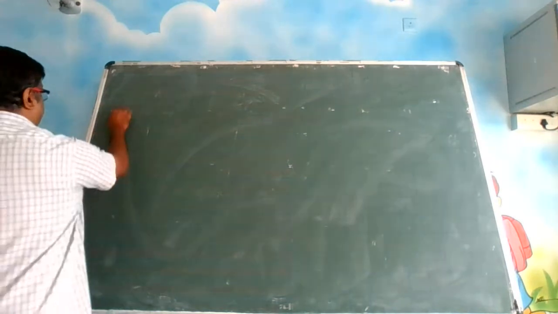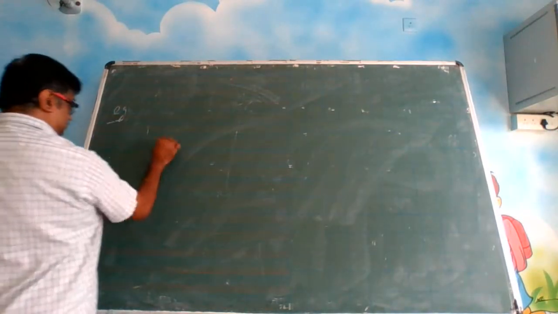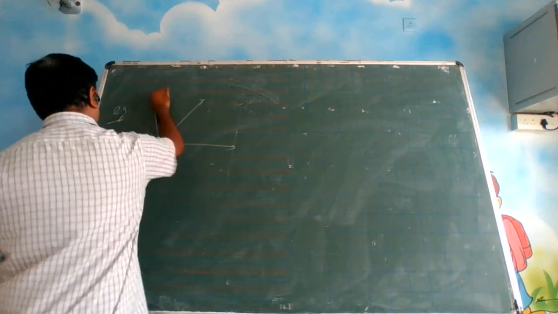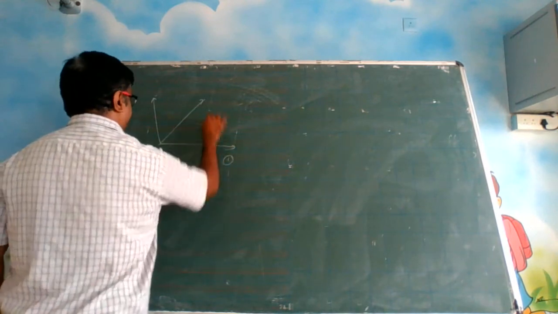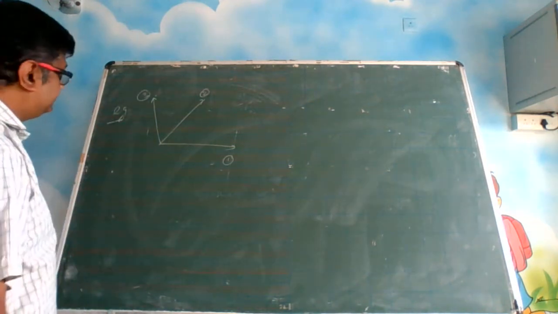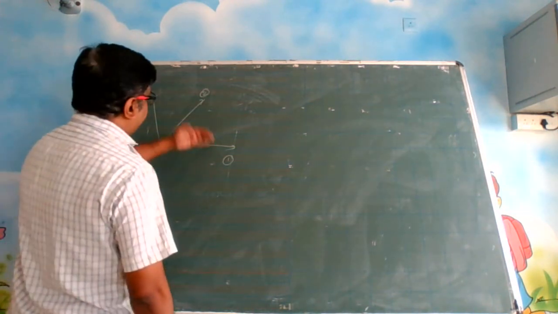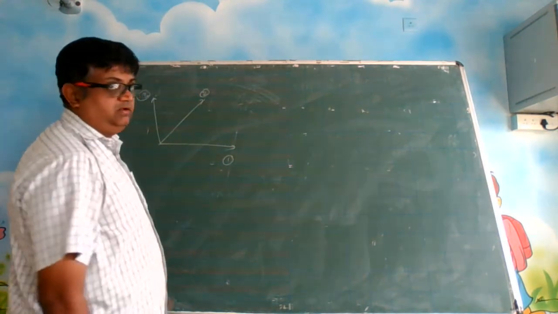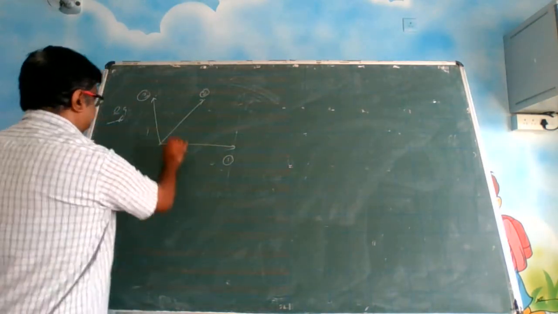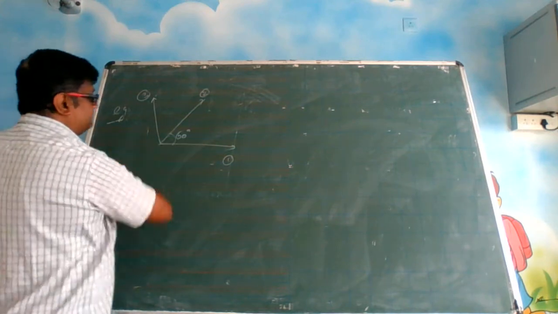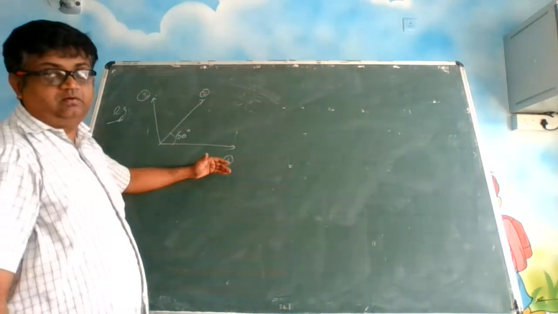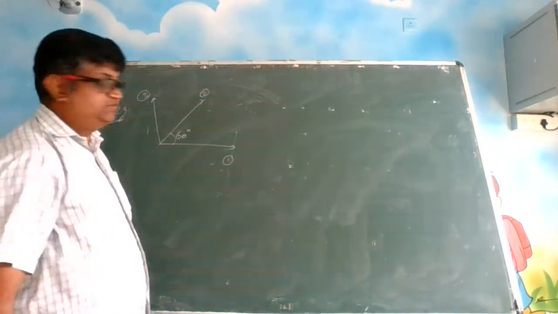So let's see one more. Actually, 3 waves are given. Let us say this is wave 1, wave 2 and wave 3. Now wave 1 is 60 degrees behind. The phase difference between wave 2 and wave 1 is given as 60 degrees. And between wave 3 and wave 1, the path difference is lambda by 3.